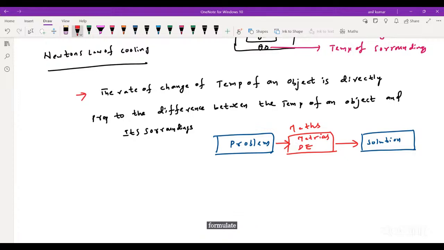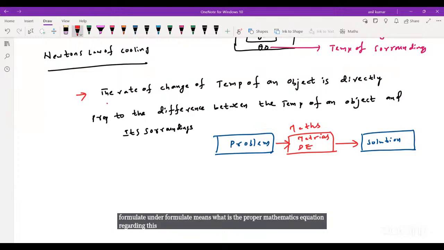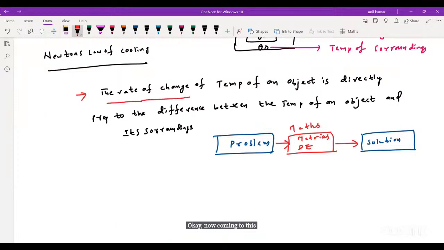And formulate means what is the proper mathematics equation regarding this? Okay. Now, coming to this, rate of change. Yes. Rate of change is nothing but d by dt, change with respect to time.